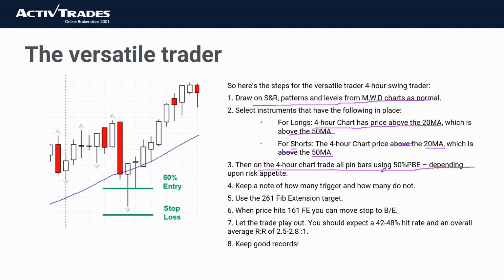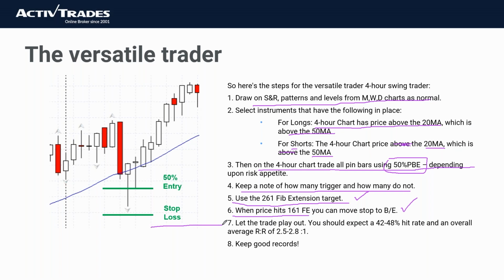We'll look at that in a moment. We enter utilizing a 50% pullback. As I said, keep a note of how many trigger. You can use the 261 fib extension target. I'll explain more about that in a moment; it might be easy to show on the charts. For those of you who wish to, when the price has moved towards the 161 fib extension, you can move your stop to break even.